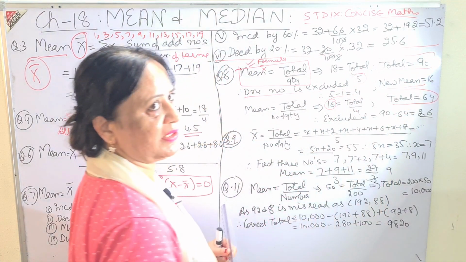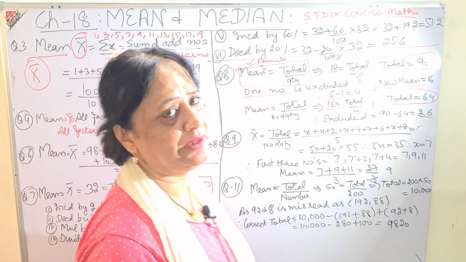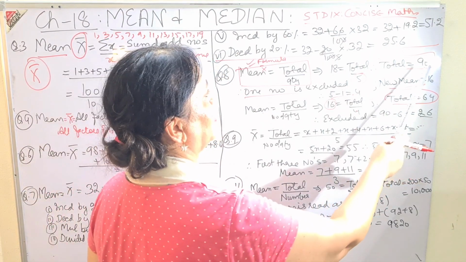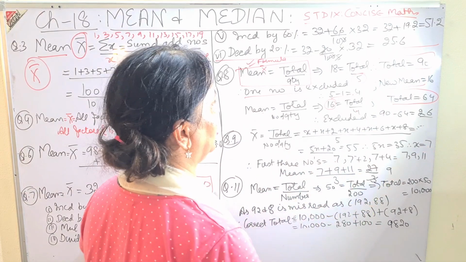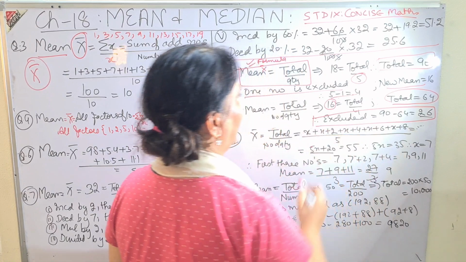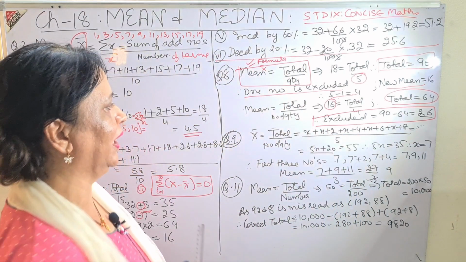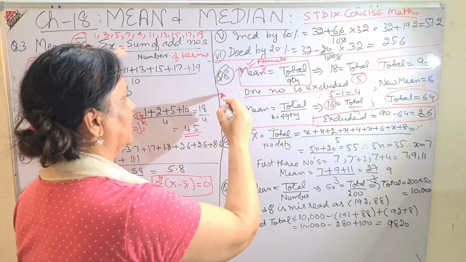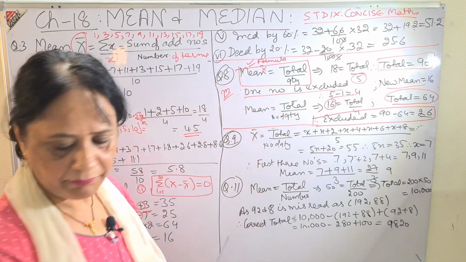He asks which number is excluded. So it's very simple, children. Even a second or third standard child can do it. If I subtract 64 from 90, I get the excluded number. And this is what I had to find out, the excluded number. Important sum for the compulsory section.